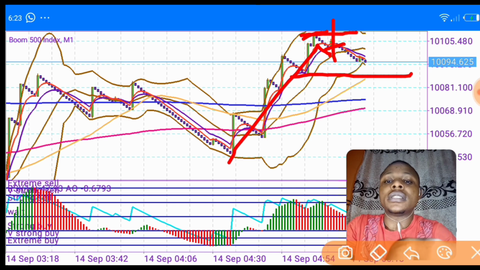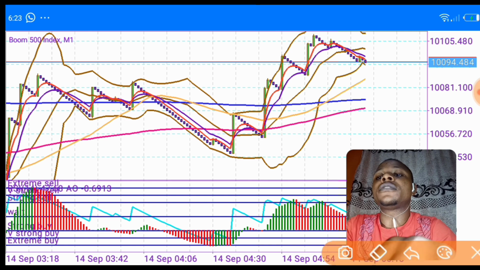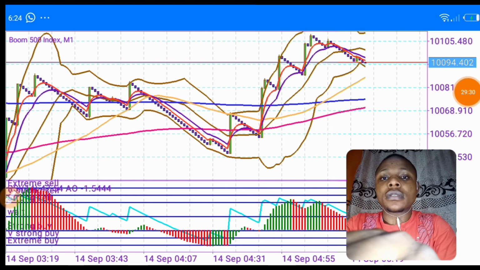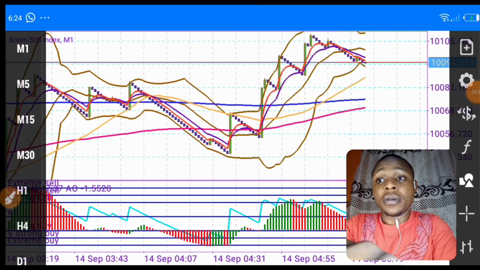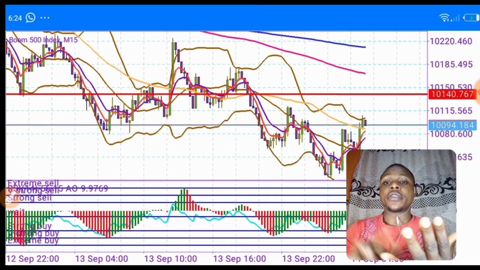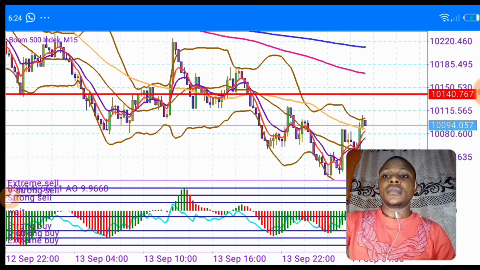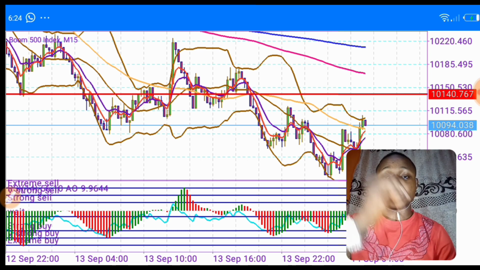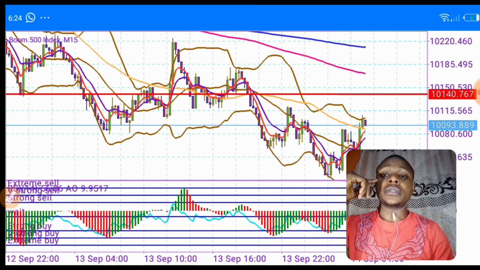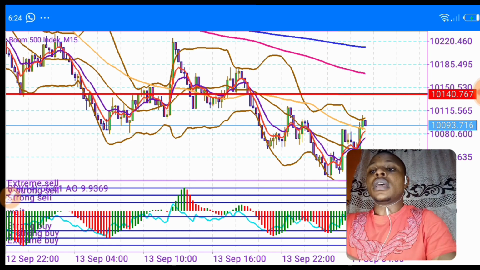So those are the strategies. Then let me teach you some forms of market structures. Sometimes I use pure market structures. The ones I normally use are the double bottom or double top, triple bottom or triple top. Then I use price action structure also. Then I use head and shoulders. Let me draw that pattern for you.